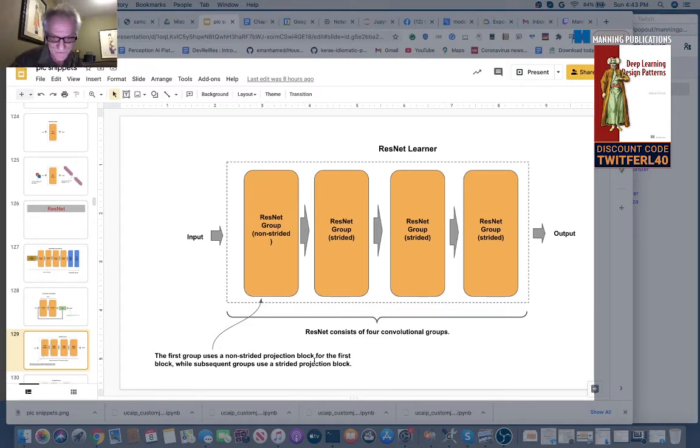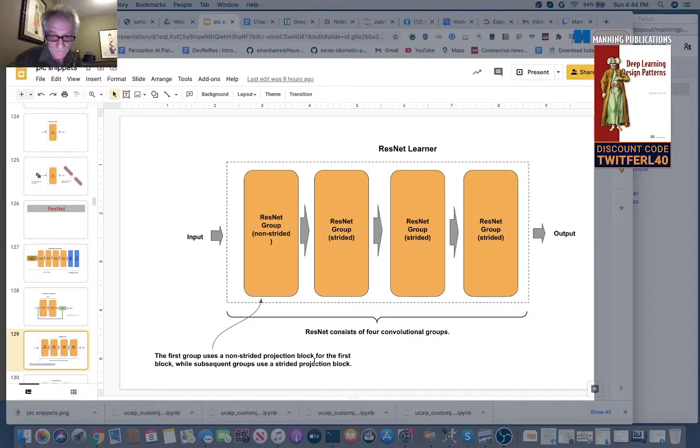So the ResNet learner consisted of 4 convolutional groups. All but the first one they referred to as strided, meaning that the strided just means there was a dimensionality reduction step in it, or what in modern terminology, which didn't exist then, you might call a reduction block. The reason the first group didn't have it is they already did the corresponding reduction in the stem.